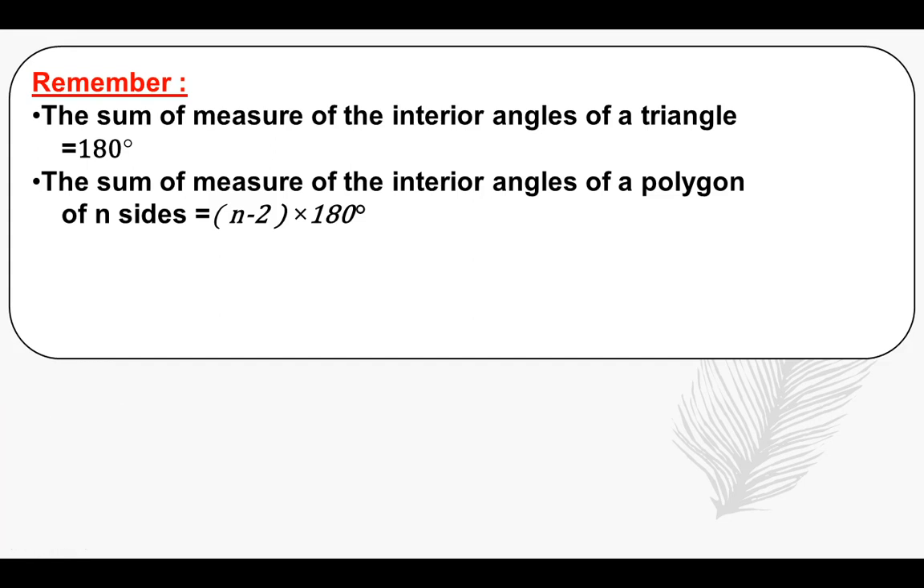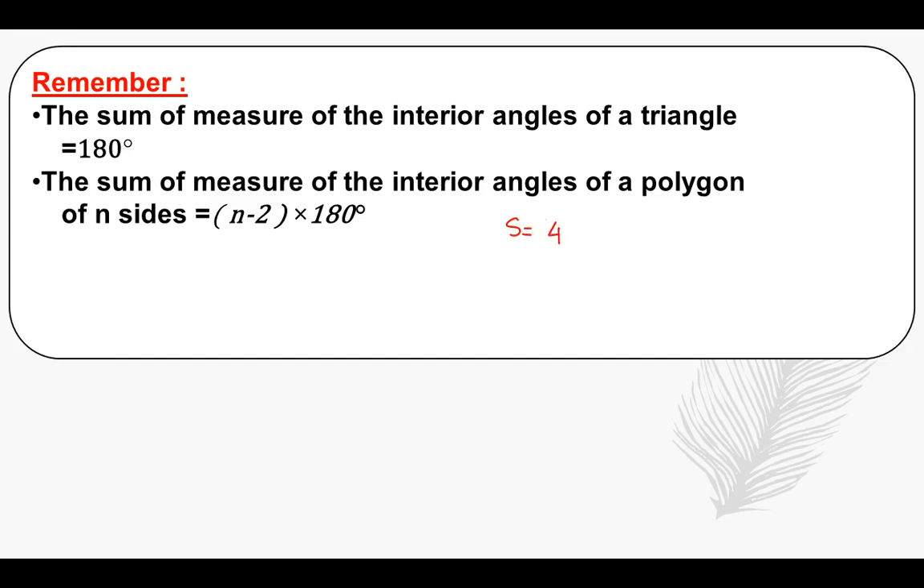if we want to find the sum of measures of the interior angles of a quadrilateral, we all know that the quadrilateral is formed from 4 sides. So, to find the sum of measures of the interior angles, the sum equals n minus 2.